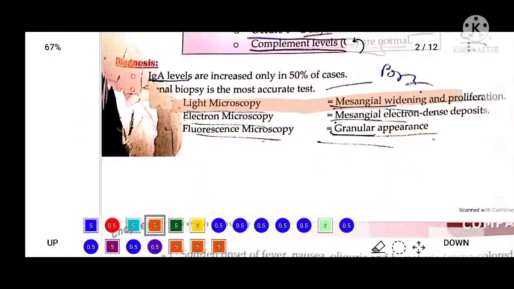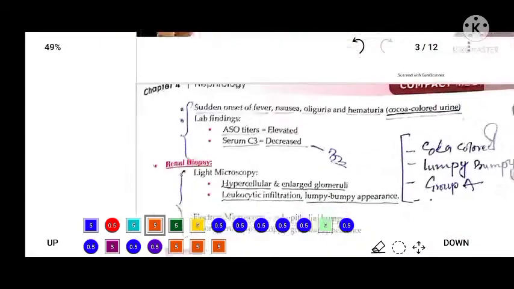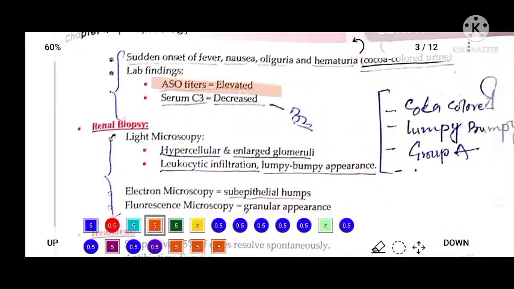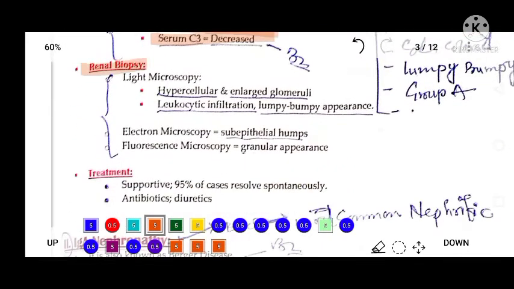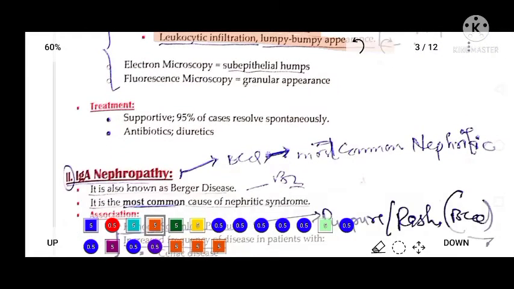Diagnosis will be on the basis of light microscopy, electron, and fluorescent microscopy. Same, ASO titer is elevated and C3 complement is decreased. Renal biopsy shows hypercellular and large glomerular leukocytic infiltration. Treatment is supportive and antibiotics should be given.